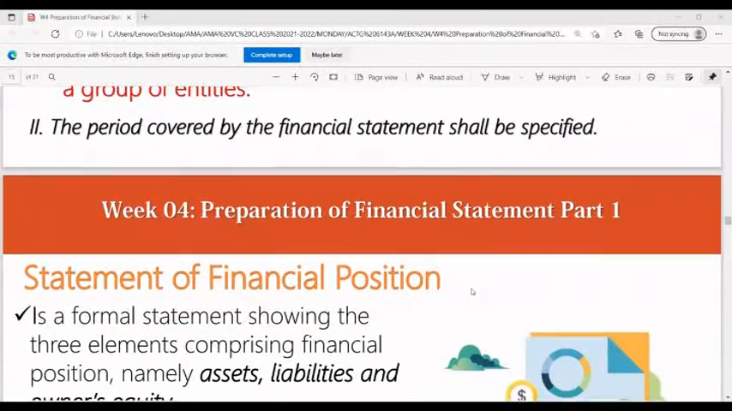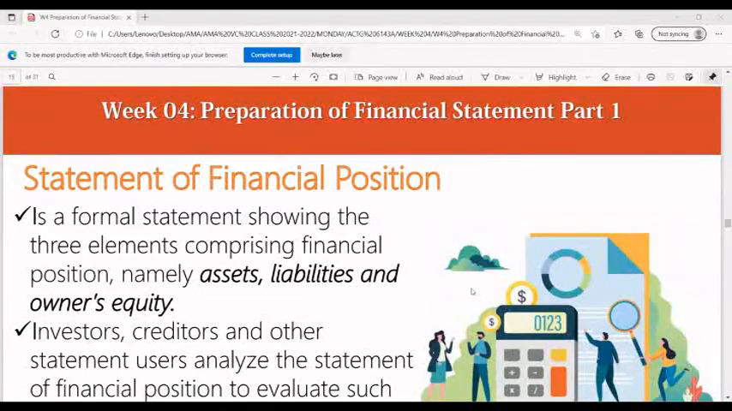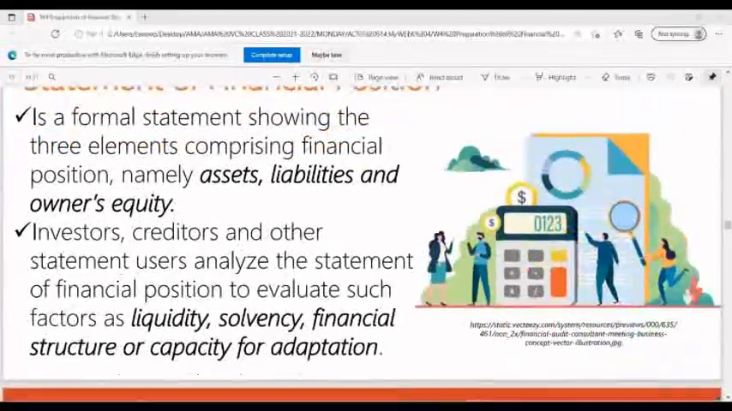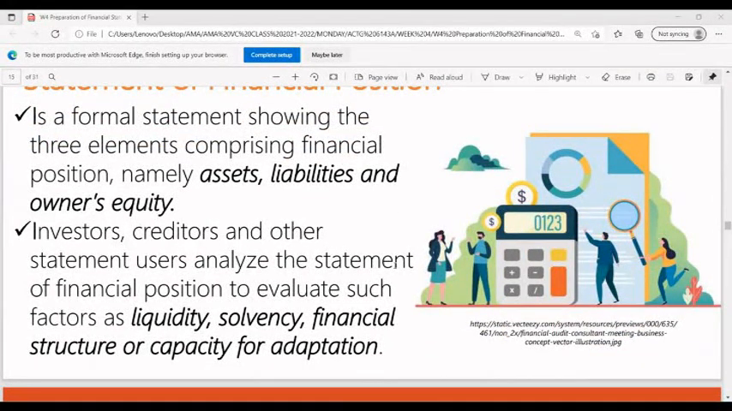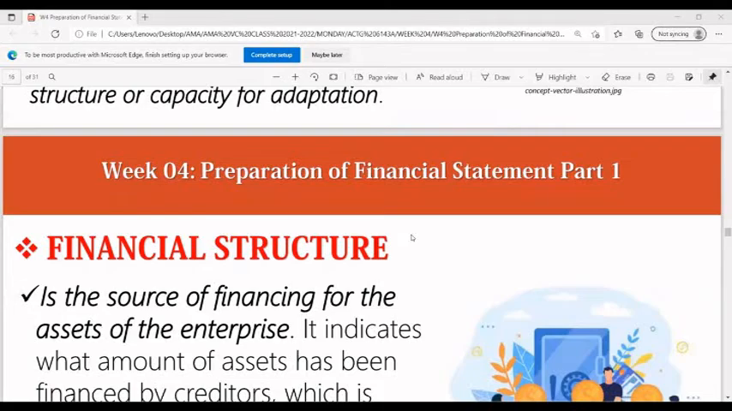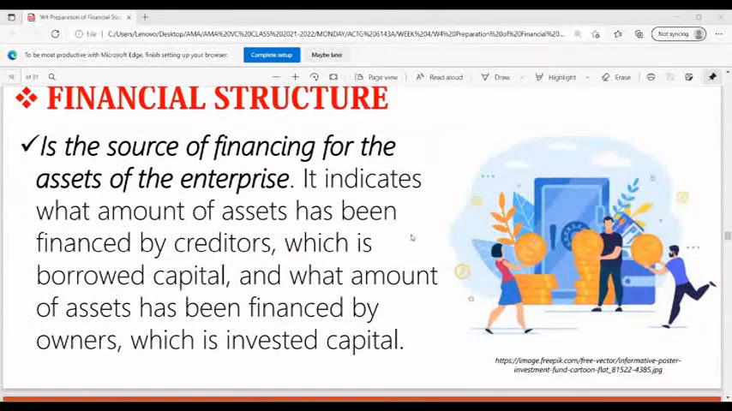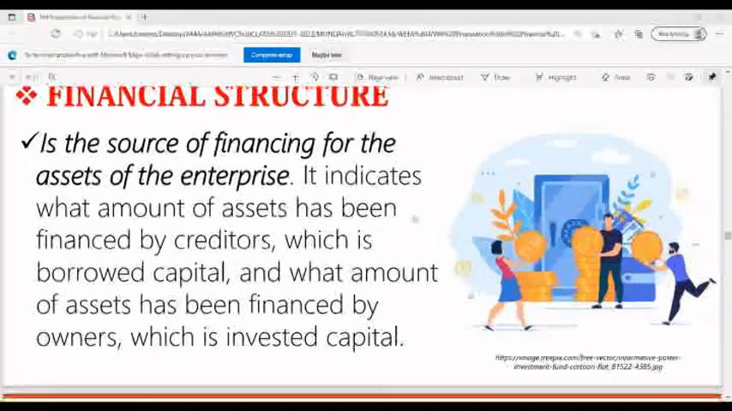The statement of financial position is a formal statement showing the three elements comprising financial position, namely assets, liabilities, and owners' equity. Investors, creditors, and other statement users analyze the statement of financial position to evaluate such factors as liquidity, solvency, financial structure, or capacity for adaptation. The financial structure is the source of financing for the assets of the enterprise. It indicates what amount of assets has been financed by creditors, which is borrowed capital, and what amount by owners, which is invested capital.